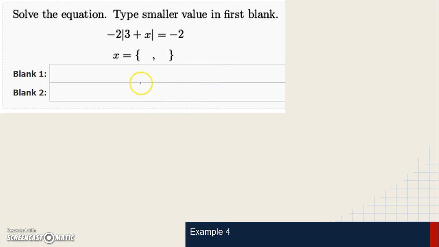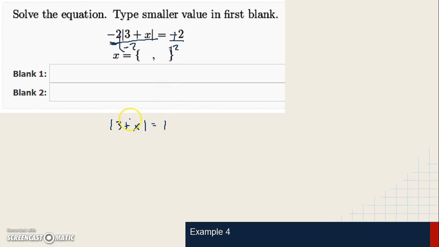Very similar. We've got a number that's on the outside, right? And before we eliminate the parentheses, or in this case, do the absolute value bars, we've got to eliminate this. Since there's no operating sign between the two, we know that this negative 2 is being multiplied. Well, the inverse of multiplication is division. What do I want to eliminate? I want to eliminate negative 2. So I'm going to divide both sides by negative 2. What I'm left with is the absolute value of 3 plus x equals positive 1, because a negative divided by a negative is positive, and 2 divided by 2 is 1.